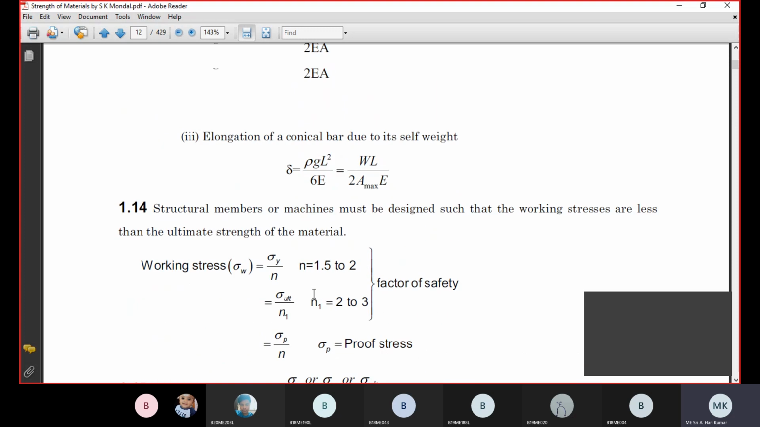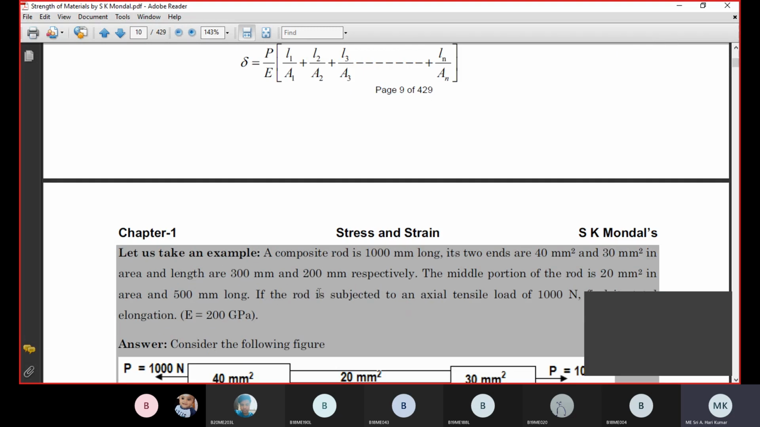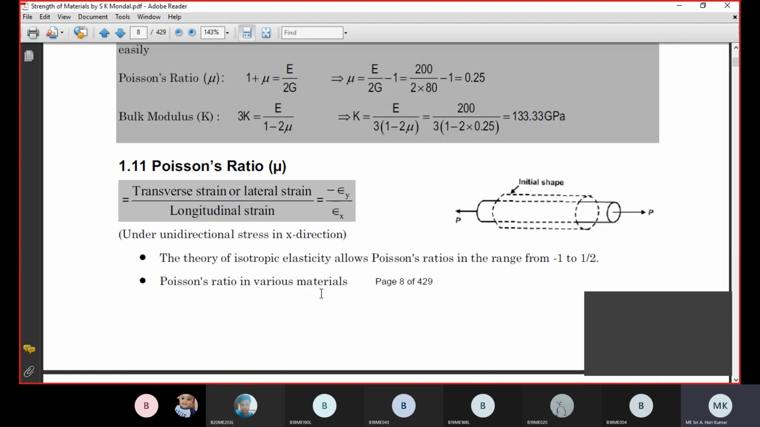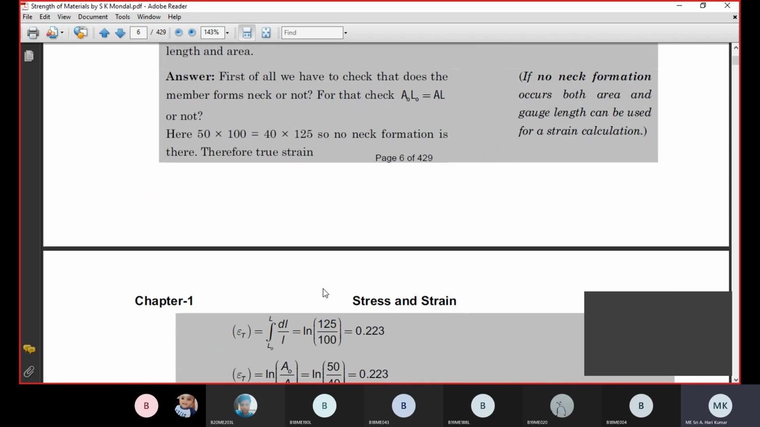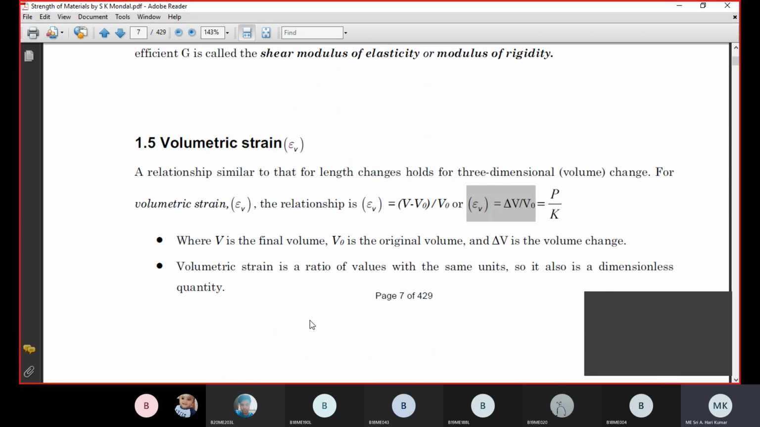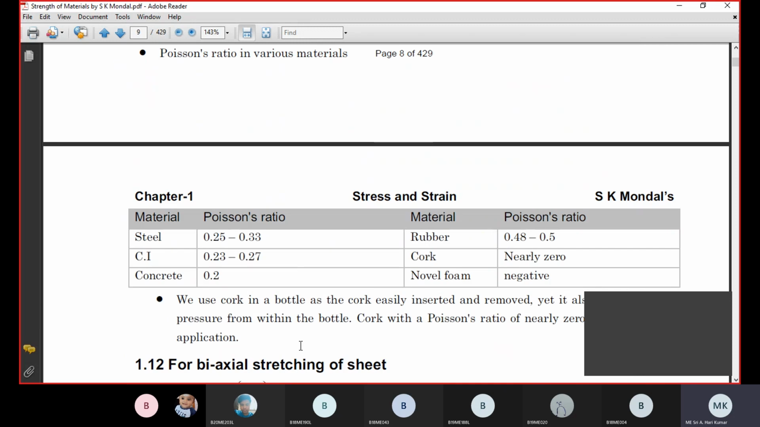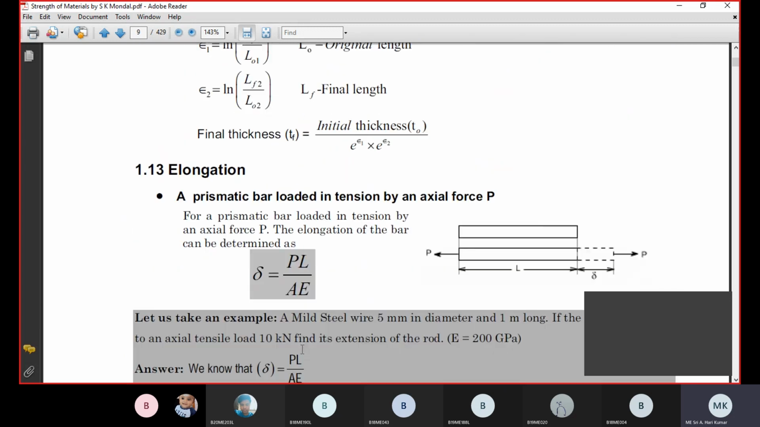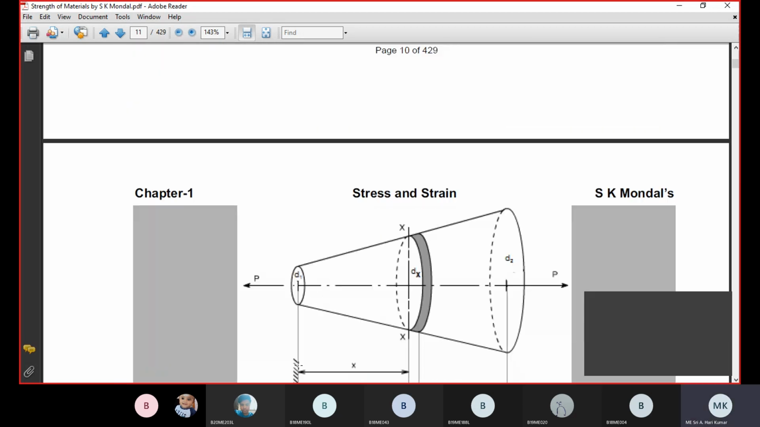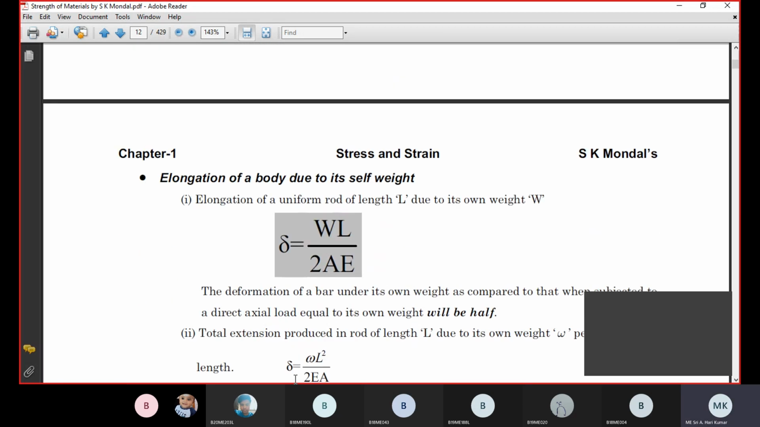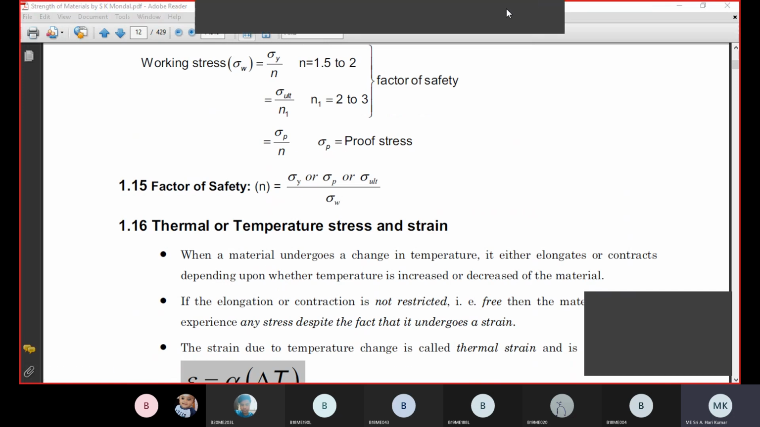So we could cover the elastic constants in today's class. I'll just review what we have covered today: Hooke's law, volumetric strain, elastic constants, the relationship between elastic constants, which is very important, Poisson's ratio, and elongation of a tapered body. Then again, elongation of a body due to self-weight and factor of safety. These things we have covered today.